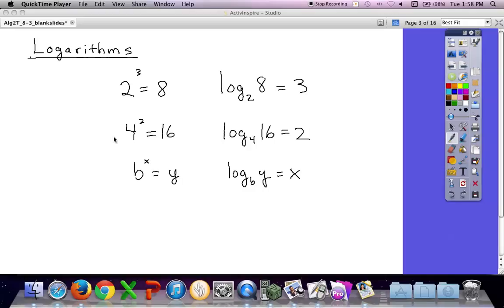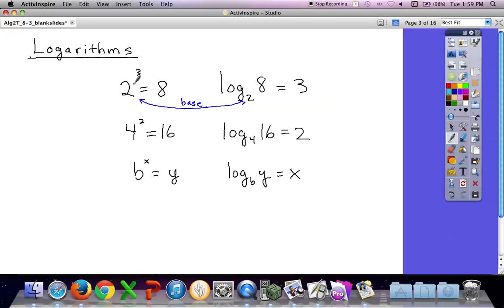So logarithms are another way to write this relationship, which we will call an exponential. 2 to the third equals 8 is the same thing as saying the logarithm base 2 of 8 equals 3, right? In this exponential, the 2 is called the base. In the logarithm, it's a little subscript, written a little smaller and a little bit lower right after the logarithm. That is also called the base. So the base of the logarithm is the base of the exponential.